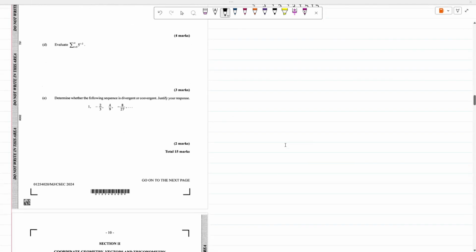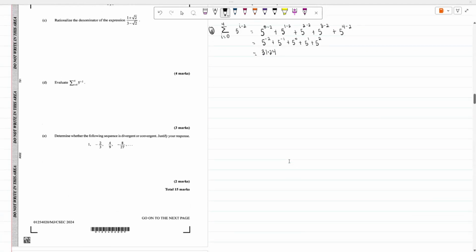Determine whether the sequence is divergent or convergent and justify your response. Now, this is an APs and GPs question. Cool? So I can safely say this: if the sum to infinity exists, the series is convergent. Simple as it seems here. If the sum to infinity exists, a series is convergent. This is going to be a geometric progression.